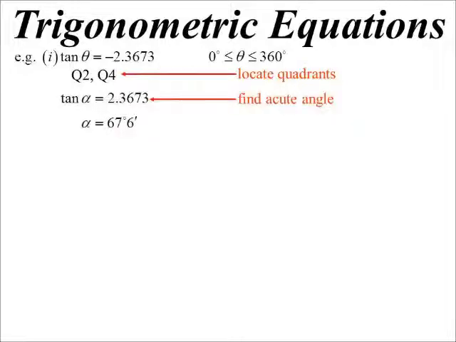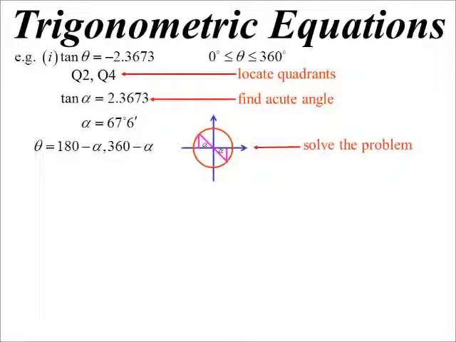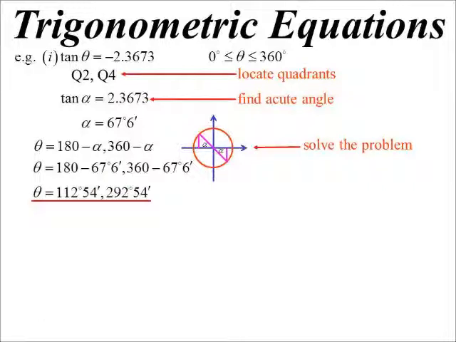Then we want to find the appropriate acute angle that we can convert it to. So tan alpha, I change the pronumeral because obviously it's not the same angle, and just make it positive. And we get 67 degrees 6 as the acute. So then I can go and solve our problem. There's my little unit circle. I know I'm in the second and the fourth, so there's my acute angle placement. So it'll be 180 minus the acute angle, and 360 minus the acute angle, giving me my two answers, 112.54 and 292.54.